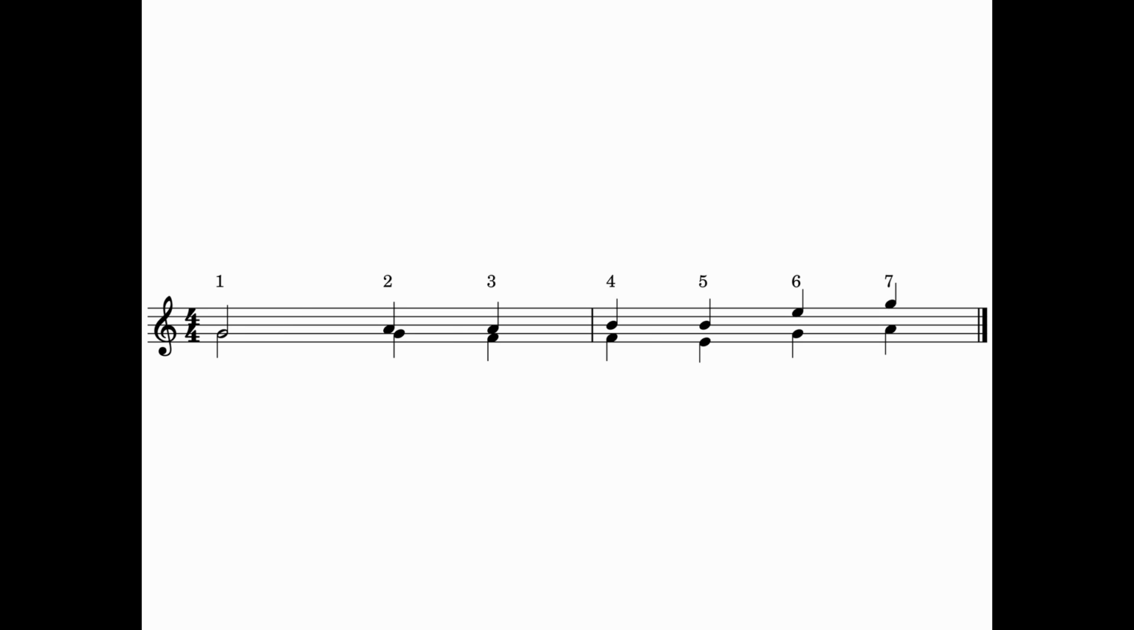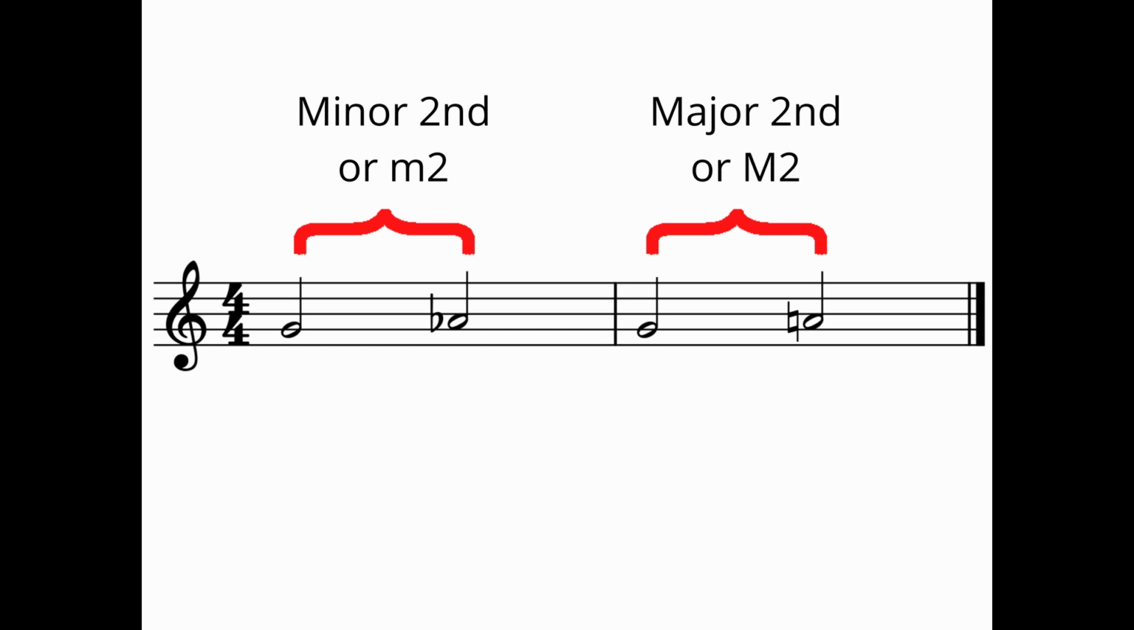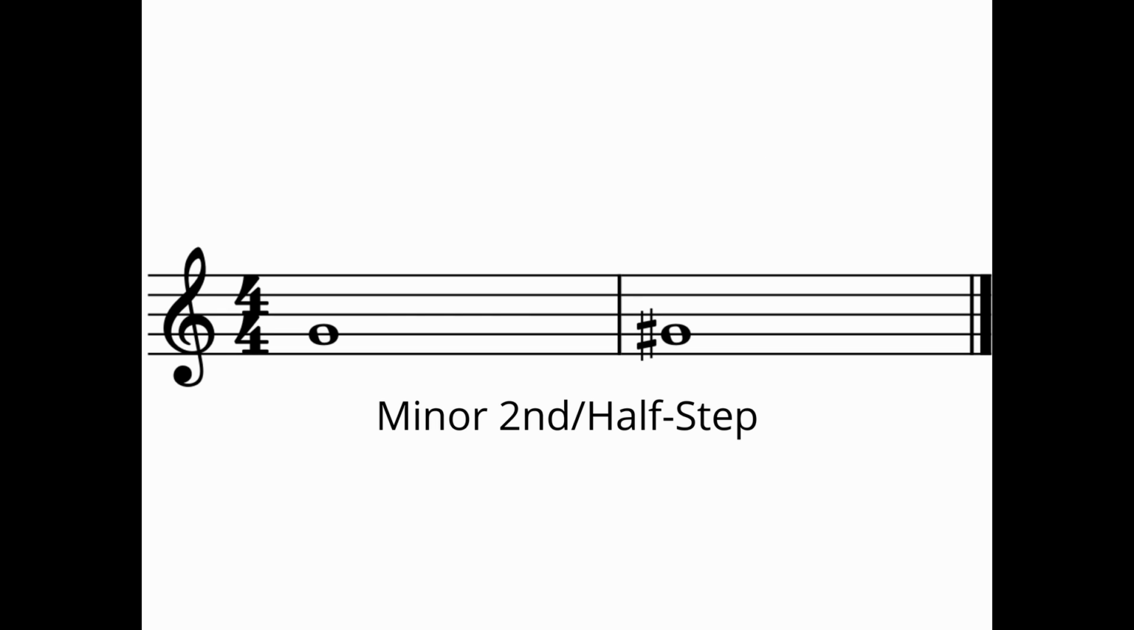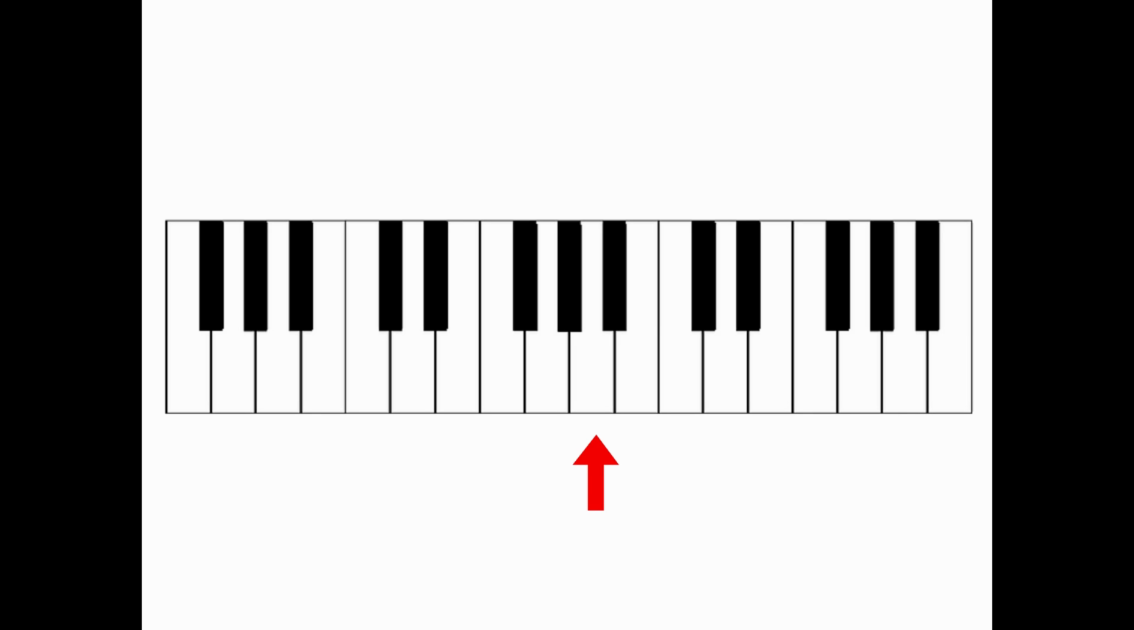Before we go on, there are two intervals we need to know that help with understanding the rest of them. These are the minor and major second. You may have also heard these referred to as half steps and whole steps. The minor second is the distance from one note to the next closest note. If we take a look at a piano, this would be moving from a white key to the closest black key, or a black key to the closest white key.